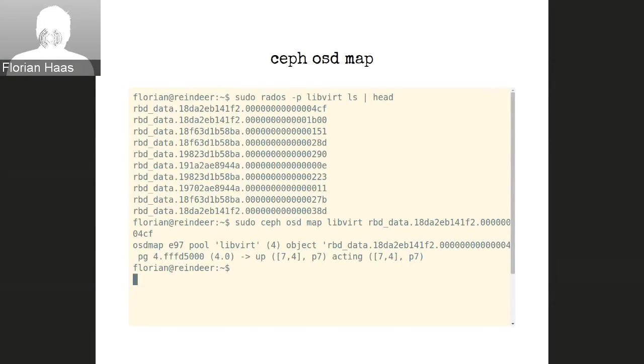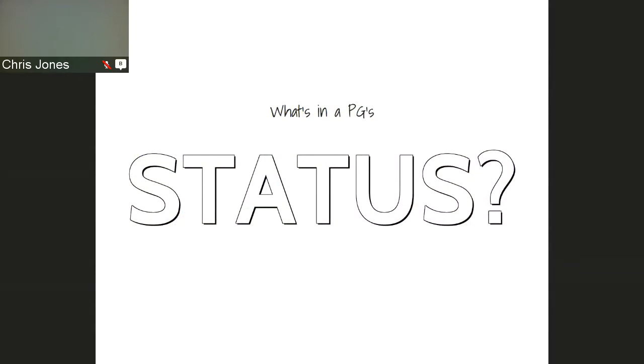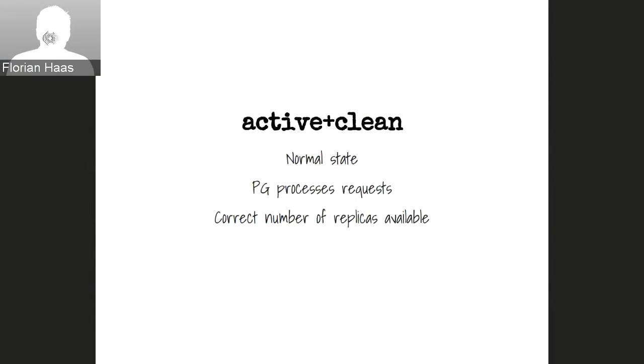And one of the most important bits of information that you can get out of this, both out of ceph pg dump and also ceph pg query, is the placement group state or placement group status. So what's in there, and what are the typical states or typical statuses that you can find? So the normal state that we have in a placement group is called active and clean. So what does this mean? It means that the placement group is currently available to process requests. That is to say, we can read from it and we can write to it.